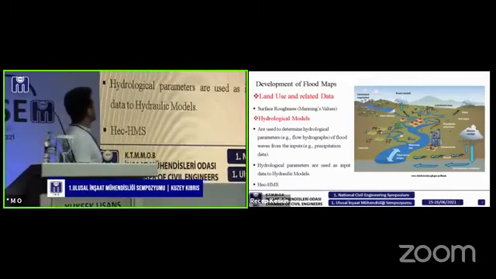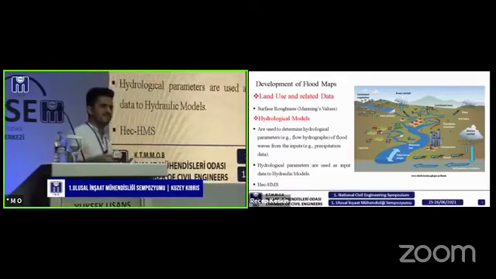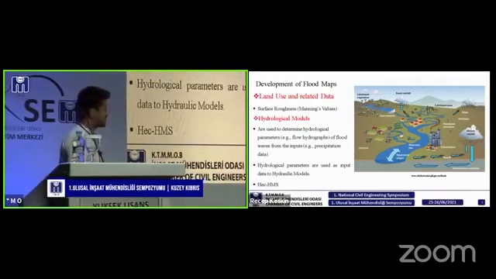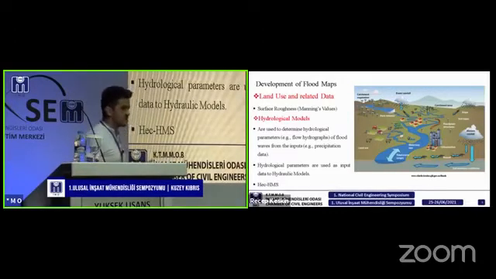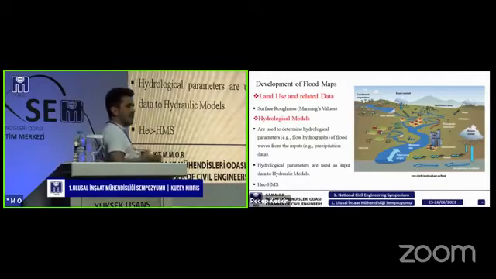Hydrological models. I mean hydrological data, such as rainfall, because most of these floods are due to the rainfalls, not the normal stream of the rivers. So we use hydrological models to determine hydrological parameters. What kind of hydrological parameters? Flow hydrographs of flood waves from inputs. Our inputs are usually precipitation data or rainfall data.